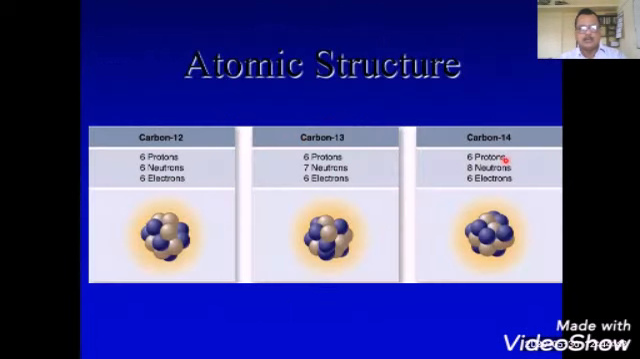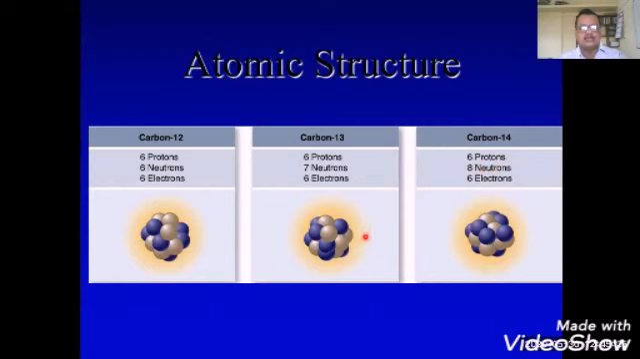Then these are the isotopes of carbon. This is carbon 12. Atomic number 6. That means the number of protons is 6, number of electrons is 6. Mass number is 12, so the number of neutrons is 6. So the number of protons and neutrons together is equal to 12. That is the mass number. Carbon 13, mass number is 13. So there are 6 protons and 7 neutrons. And carbon 14, it is the heaviest isotope of carbon. Mass number is 14. So there are 6 protons and 8 neutrons. So I hope this is clear to you all.